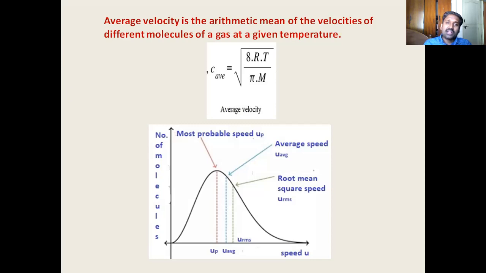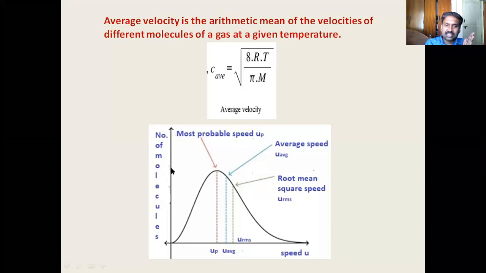So if we can represent these different types of velocities on our Boltzmann distribution curve, what are their positions? See, most probable velocity is the velocity possessed by the maximum number of molecules. So on the y-axis, what are you plotting? Number of molecules. So maximum number of molecules means the highest point on the y-axis. There are no more values beyond this because this is the peak. Most probable velocity is simply the velocity corresponding to this highest point.